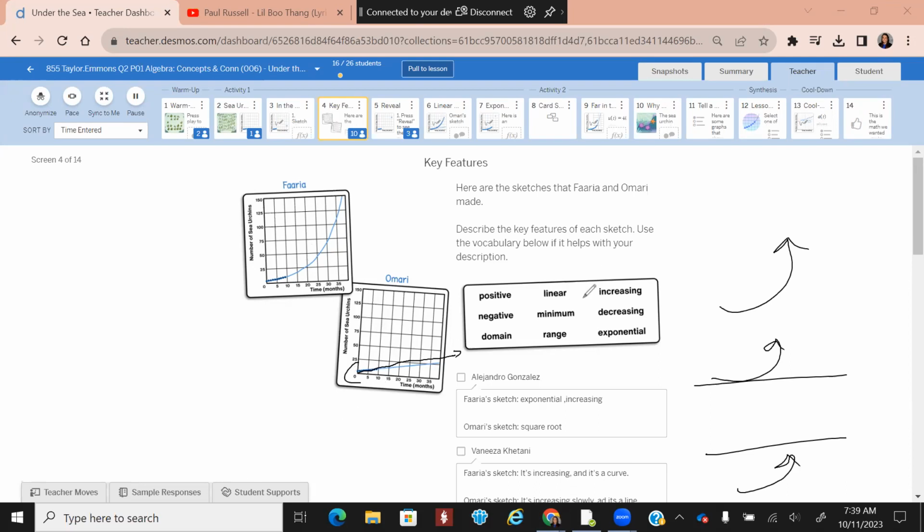Linear. Okay, it's still increasing. Okay, is there a minimum value or a maximum value on this one? Well, there's probably a minimum value because we have an initial, but there's not a min or max. Okay.